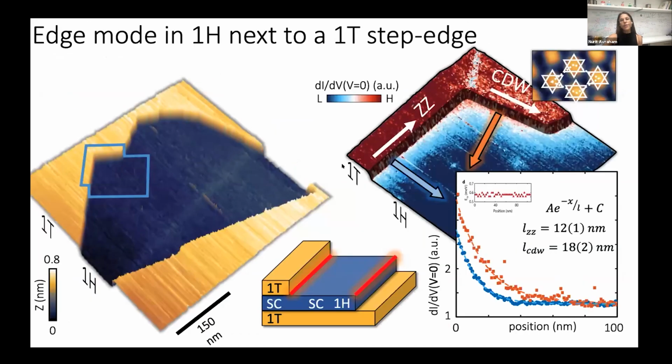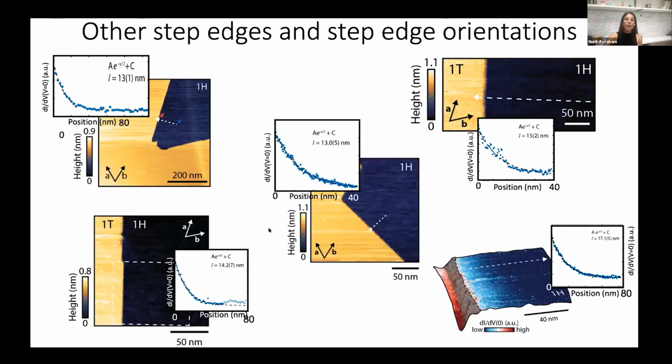Okay, and as I told you, we have these different regions with different orientations, and we measured many such topographies with many steppages. So I won't go into details on all of them, but all of them show this edge mode localized at the boundaries, and some of these steppages are such that the 1T is above and in others the 1H is above. In some of them, we have the zigzag configuration. In some of them, we have the CDW configuration.